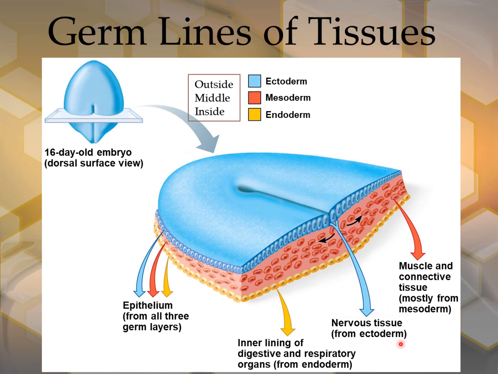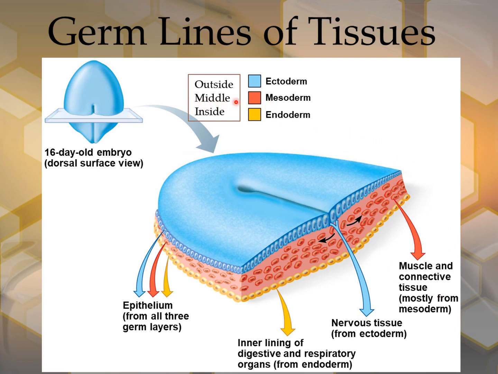So the first one in blue is our ectoderm. Kind of think outside. So this is our ectoderm. And what ectoderm becomes is nervous tissue, but it also can become epithelium.